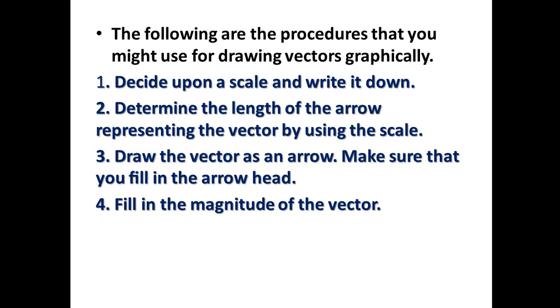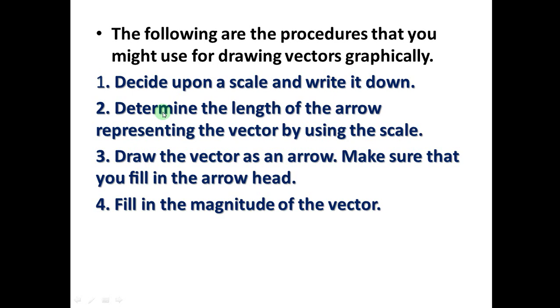Generally, when you represent a vector graphically or geometrically, you must consider the following four procedures. The first one is decide upon a scale and write it down. The second one is determine the length of the arrow representing the vector by using the scale. The third one is draw the vector as an arrow. Here you make sure that you fill in the arrowhead. The fourth one is fill in the magnitude of the vector. So don't forget these four points while you are representing a vector graphically.